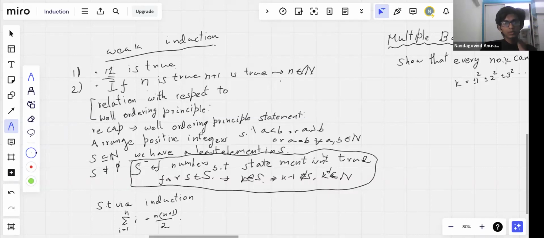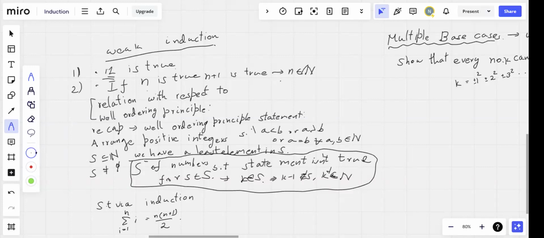Yeah, cool. So we have the set S of numbers for which the statement isn't true, right? We have some induction statement, and we have the following two properties about it. One is that it is true for n equal to 1. And if it's true for n, then it's true for n plus 1. So let's assume that it's not true for every natural number. That means there is going to be some non-empty subset S of natural numbers for which the statement isn't true. Does this make sense?